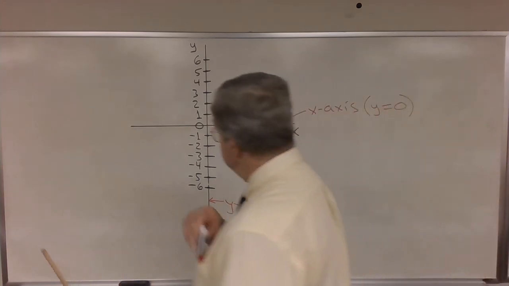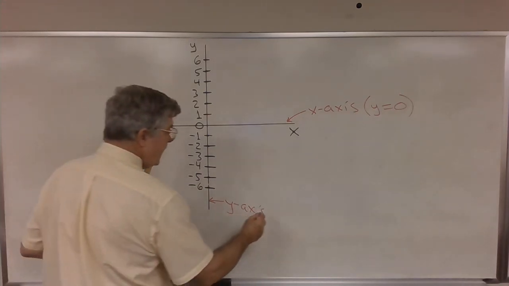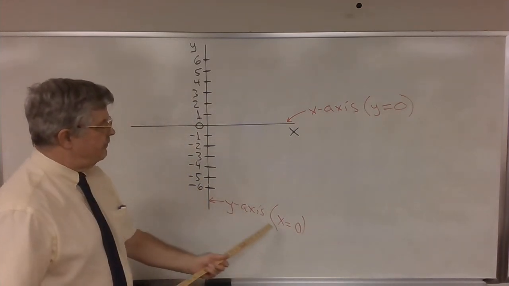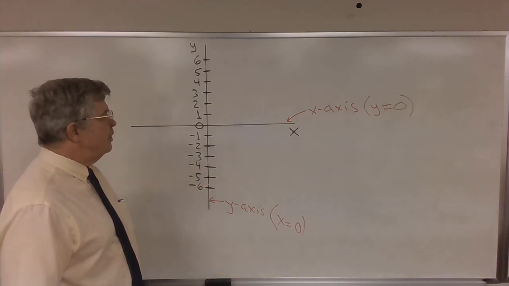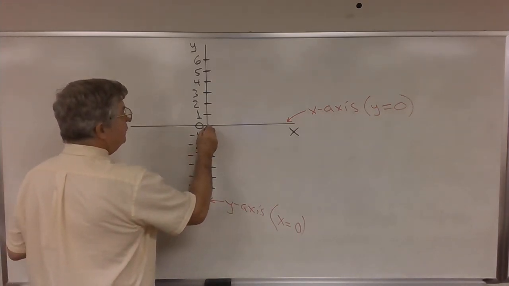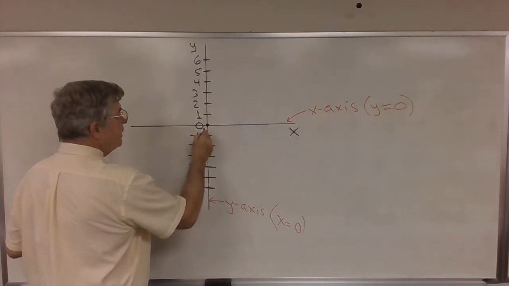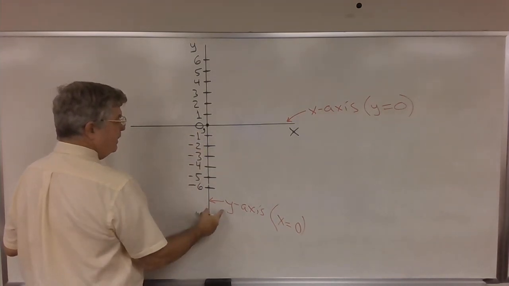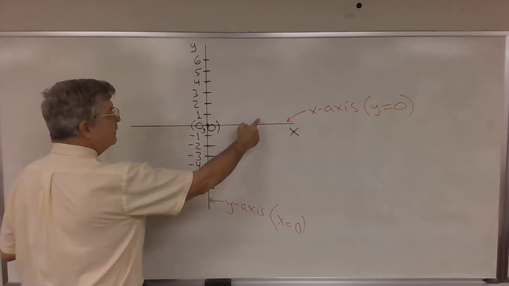Now I can do something similar with the y-axis. It turns out that the y-axis is the line where the x-coordinate of every point is 0. So every point on this line has an x-coordinate of 0. And so this point is on the x-axis and the y-axis. So this point has an x-coordinate of 0 because it's on the y-axis, and it has a y-coordinate of 0 because it's on the x-axis.